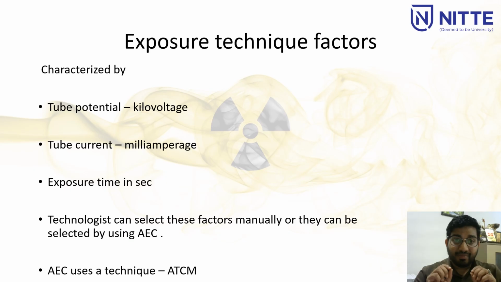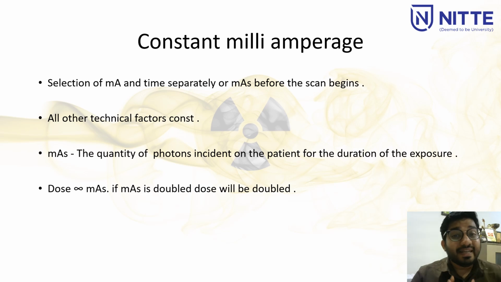You can place manual mA and manual kV, or they can be selected by using automatic exposure control. AEC uses a technique called automatic tube current modulation in CT, which will be further explained later. Constant milliamperage means selection of mA and time separately, or mAs, before the scan begins.